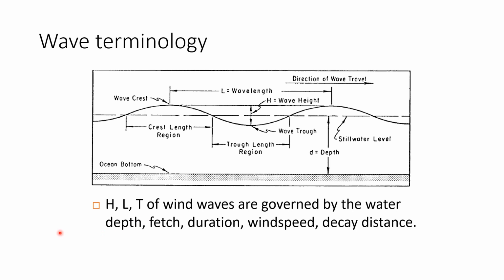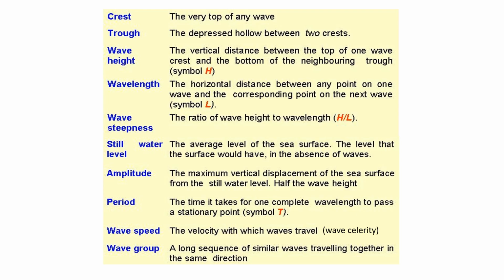Now we note that the wave height, wavelength, and also wave period of wind waves are governed by the water depth, the fetch, duration, wind speed, and also the decay distance, which we will discuss in more detail later on. So these are the definitions of the wave terminology.